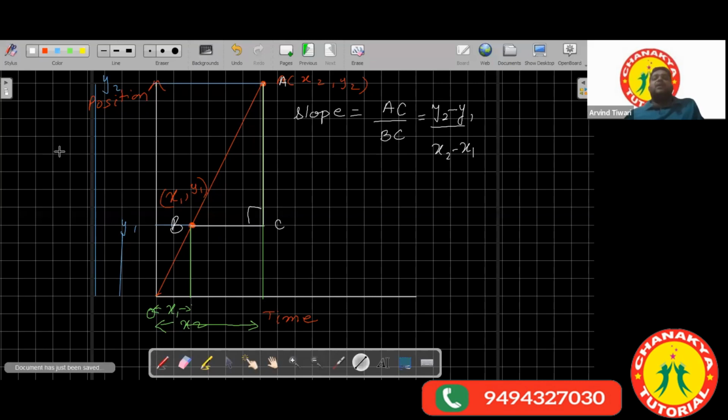Finding the slope means how much this line is tilted towards the x-axis. What is the tilt of the line towards the x-axis? If you are getting the tilt as 0, then it is parallel to the time axis. Now let us clarify this more clearly with some values. So here we give some values.